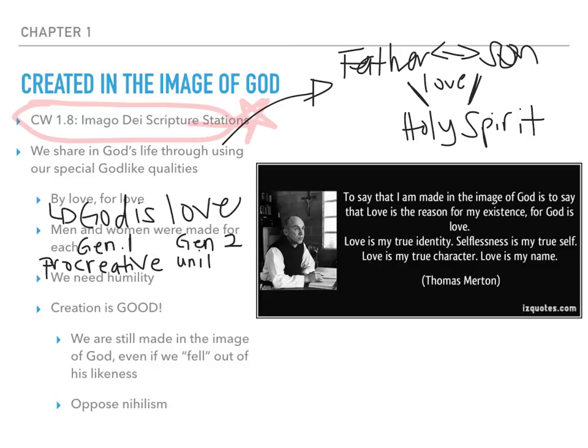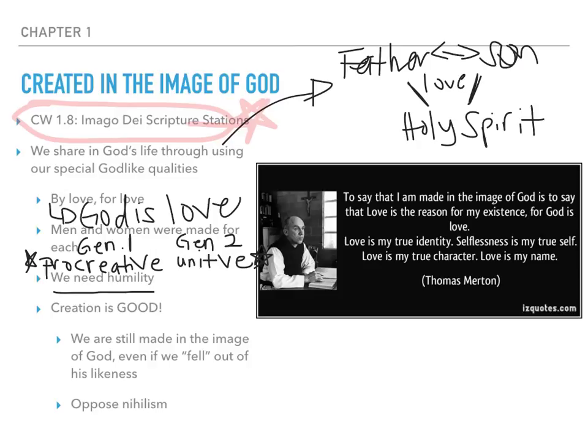Unitive. So we were created for two purposes: male and female to be procreative, and male and female to be unitive. Those are the two dimensions of human nature, that men and women were created for each other to be procreative and also to unite as one body. We're also reminded that we need to be humble. We're created in the image of God, which gives us a lot of importance and value, but we also need to be humble before our Creator.